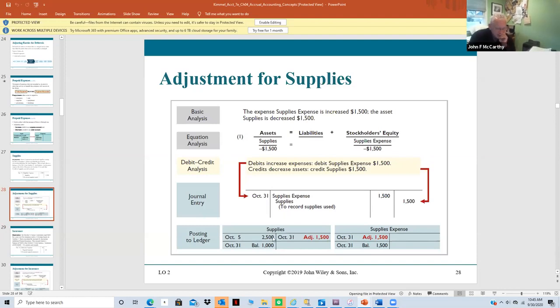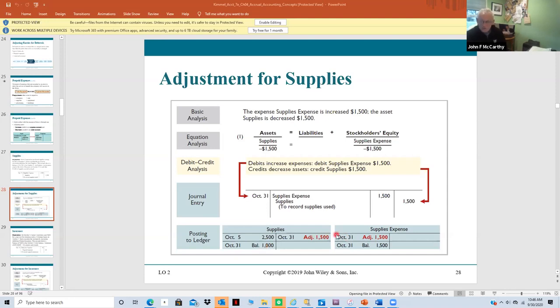Here was our initial entry when we bought the supplies, the 2,500. We went out and counted that there was only 1,000 in the stock room or wherever they are. So we had to make sure we ended up with $1,000 at the end of the month. The adjustment is a $1,500 credit to get it to 1,000. The 1,500 credit reduces the debit, so 2,500 minus 1,500 is 1,000.